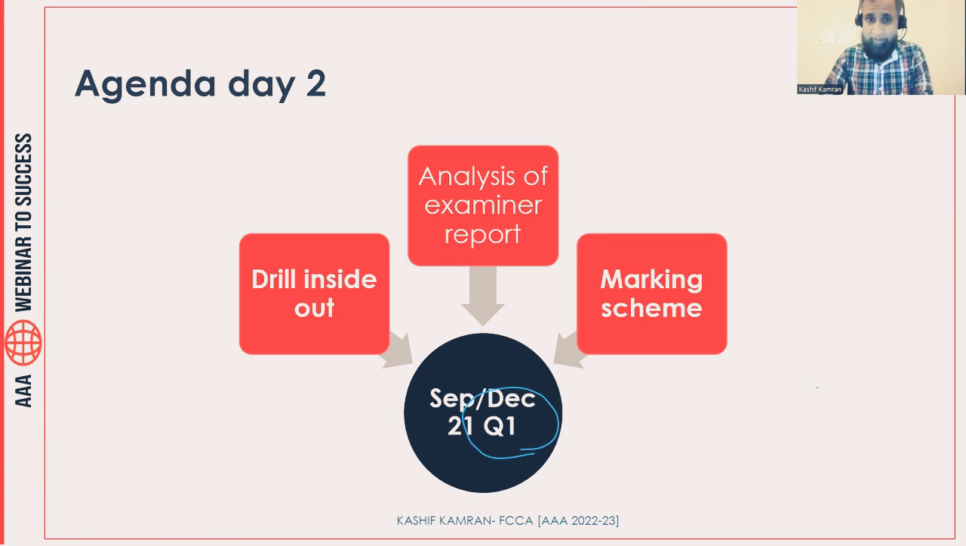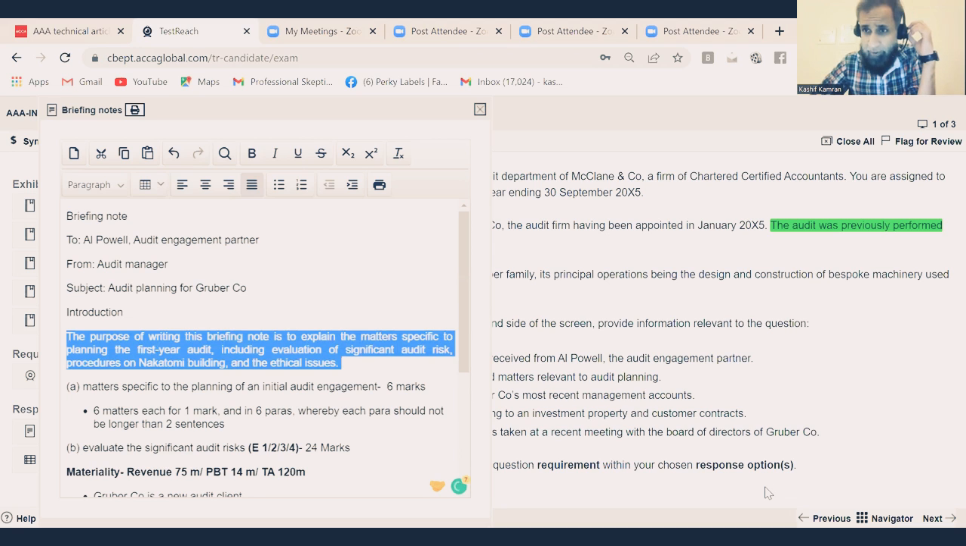So let's go back. Let's see where we were. And we also got the definition of a significant audit risk. What is a significant audit risk in part 1 of day 2?